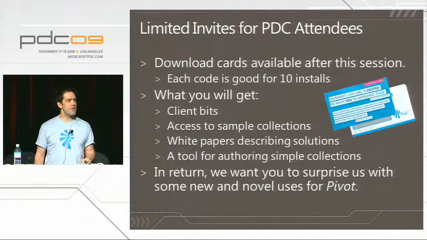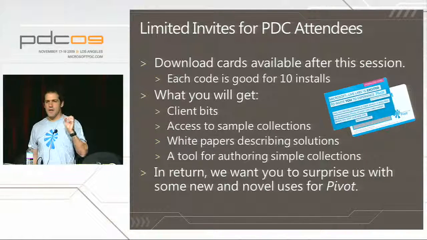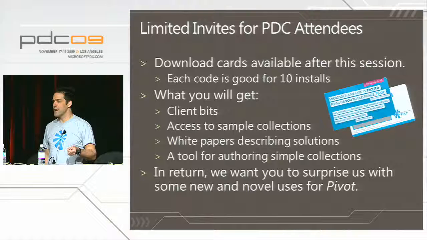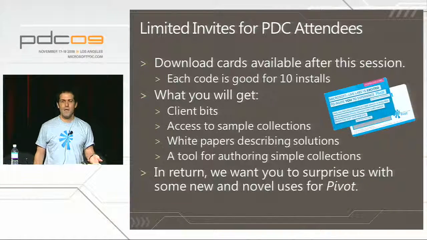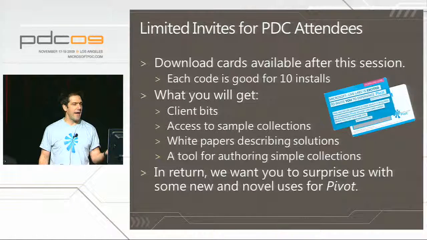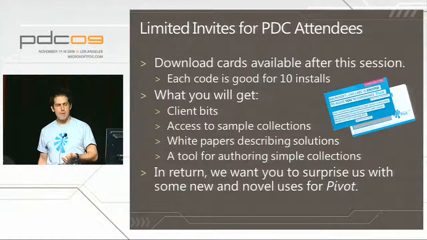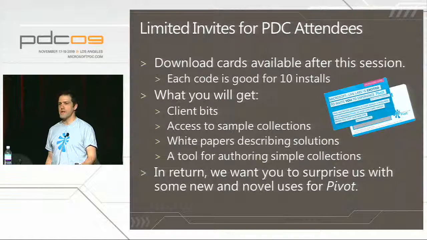We're going to give you one of these cards. It has a little scratch-off thing. Underneath the scratch thing will be a code. That code will allow you to do an install. You go to www.getpivot.com, and at that site, you'll get the client bits. You'll get access to all the collections and more that I showed you here.